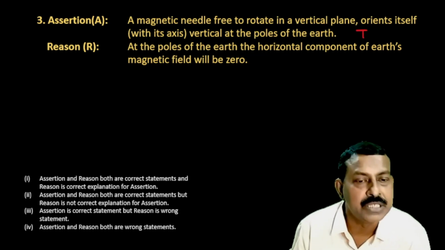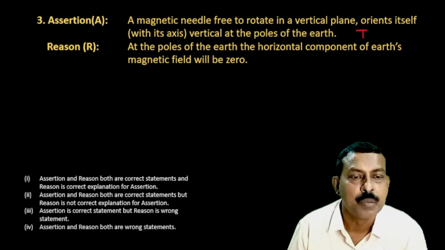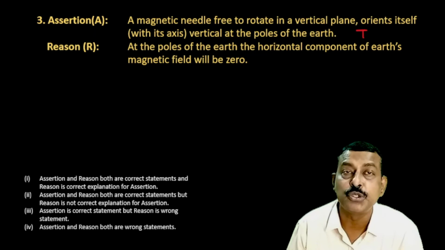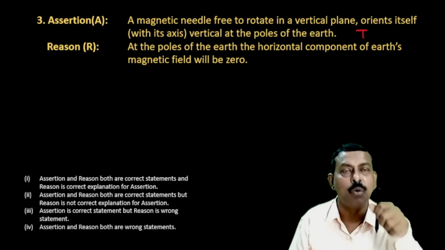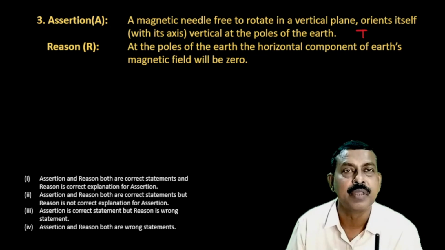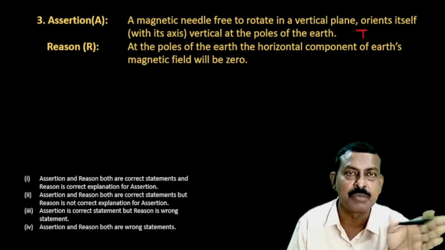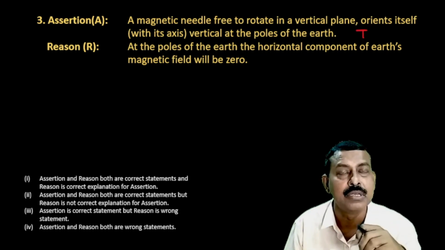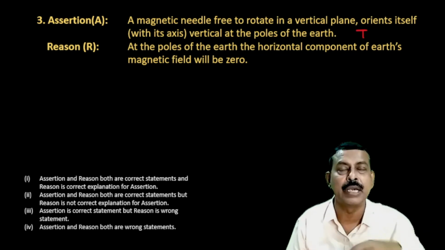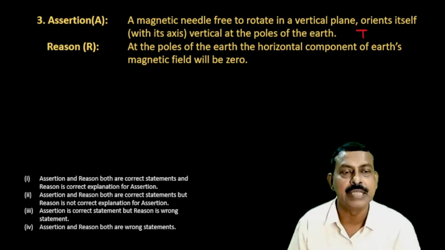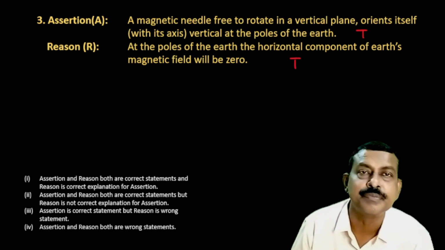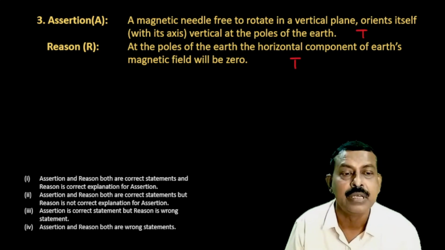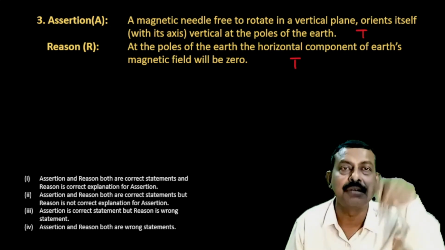True. And the reason is that at the poles, the horizontal component of the Earth's magnetic field is 0. This is also true, because at the pole you will only have the vertical component. At a normal position, the magnet will have horizontal and vertical components. But if you are at the pole, the field is in the vertical direction, so there is no horizontal component. This is also true. And remember, a magnet will align in the direction of the magnetic field. If there is no horizontal component, that means it is in the vertical direction.